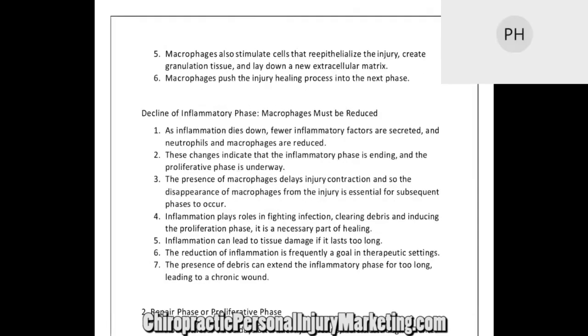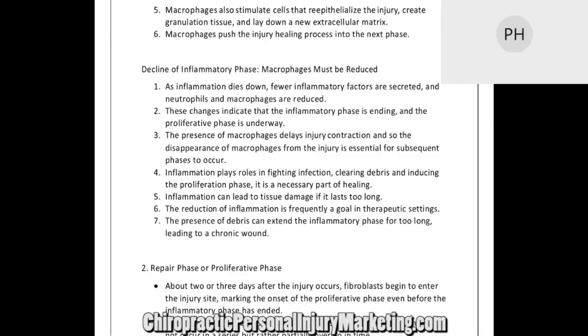Macrophages also stimulate cells that re-epithelialize the injury, create granulation tissue, and lay down new extracellular matrix. So we have the beginning stage of scar tissue, granulation tissue, extracellular matrix, and macrophages push the injury healing process into the next phase. So the decline of the inflammatory phase. Macrophages must be reduced. So as the inflammation dies down, fewer inflammatory factors are secreted and neutrophils and macrophages are reduced. These changes indicate the inflammatory process is ending and the proliferative phase is underway.